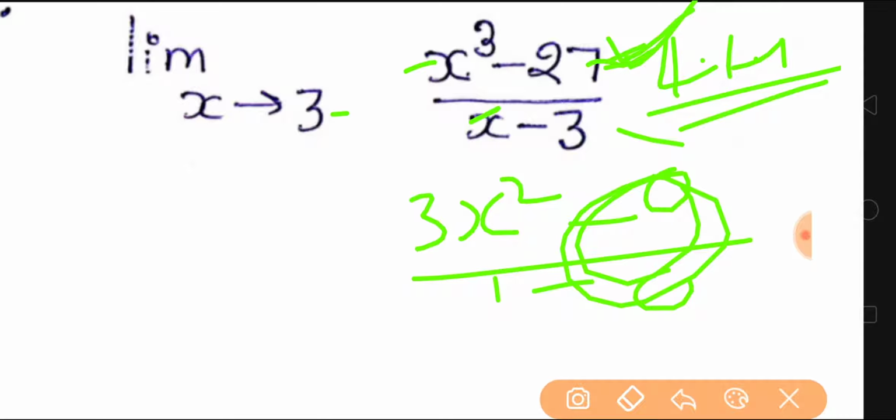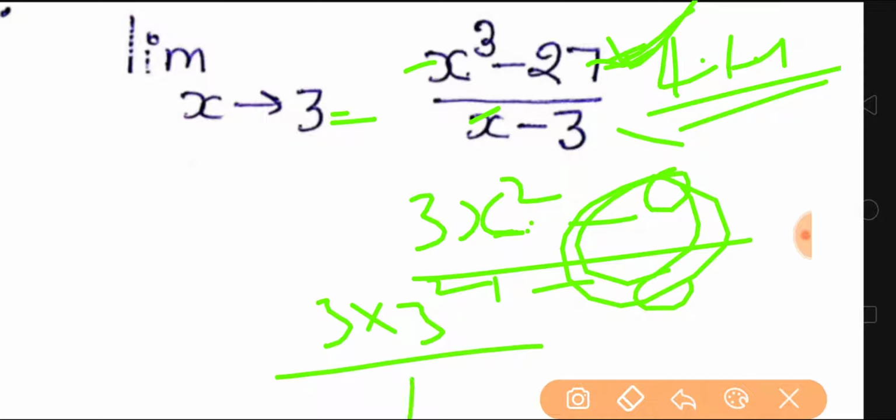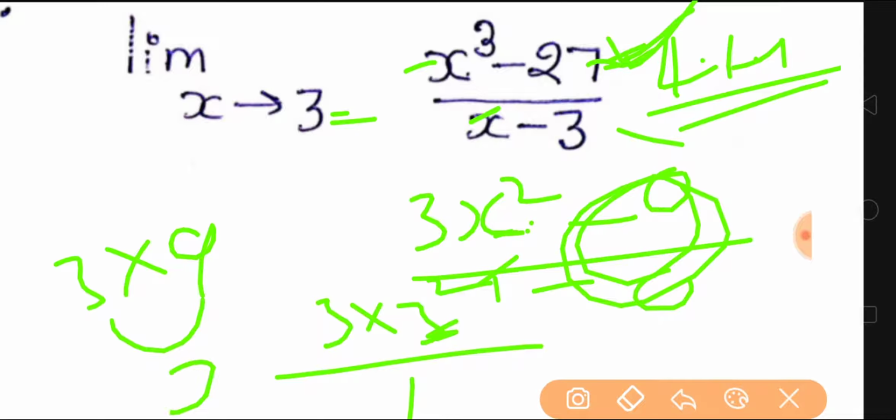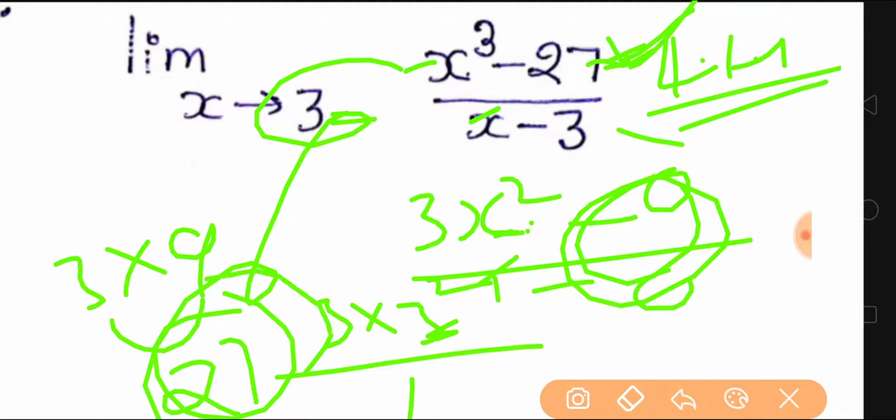You can put x tends to 3 in this function. So that is 3 multiplied by 3 squared, and that is 1. So that means 3 times 3 squared, which is 9, because the square of 3 is 9. So multiply this, 9 threes are 27. Then the answer will be 27. So that is the answer of the limit, 27.